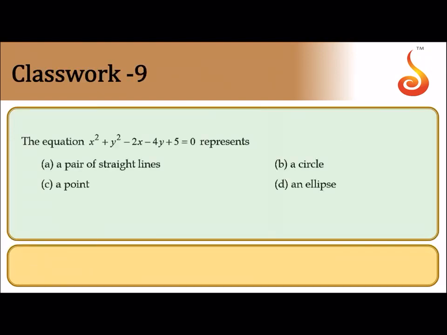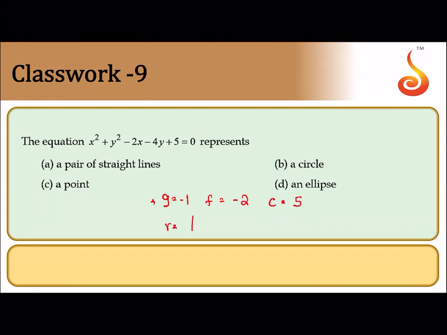Problem number 9. Option D is correct. Equation of a circle. This equation represents... if we talk about the g value here, the g value is 1, so minus g value is... g value is equal to minus 1 and f value is equal to minus 2.